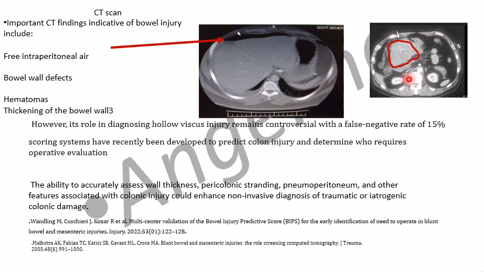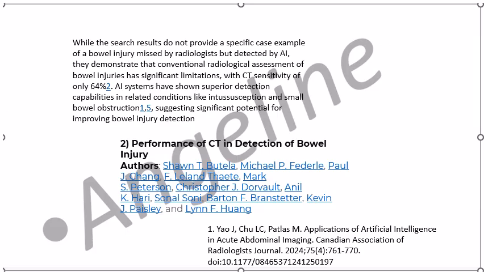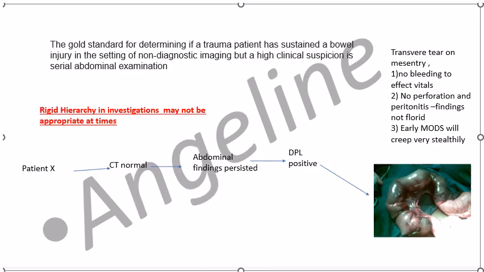Similarly, your hematomas. This is a huge hematoma, a mesenteric hematoma. But what if it is small? You will miss it in the cuts, but your AI will be able to take you there and park you there so that you give a second look or a third look or call for a second opinion also. The performance of CT in detection of bowel injury may not provide a specific finding, but it has been detected by AI.